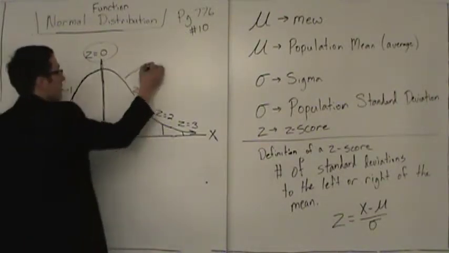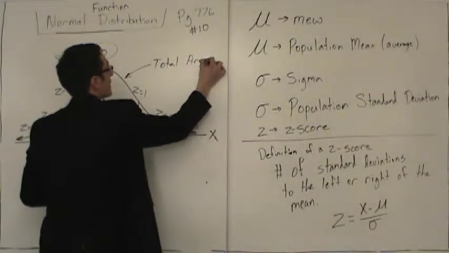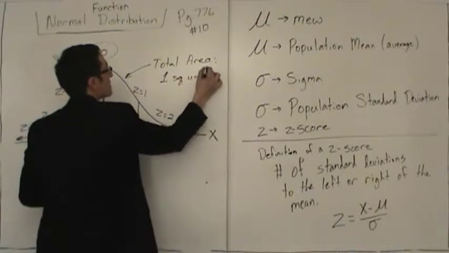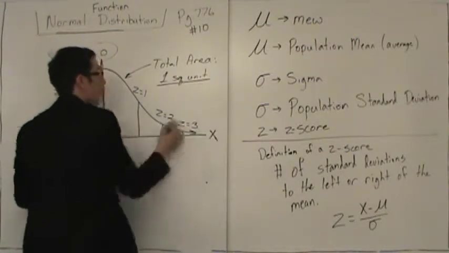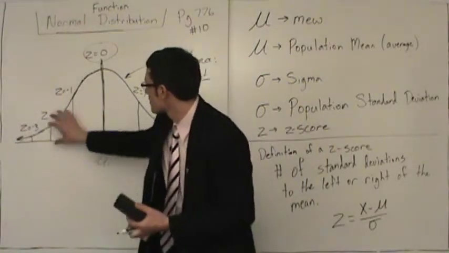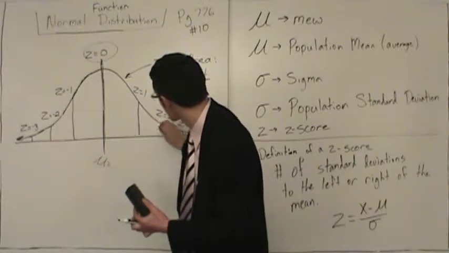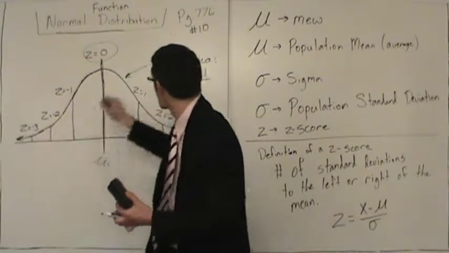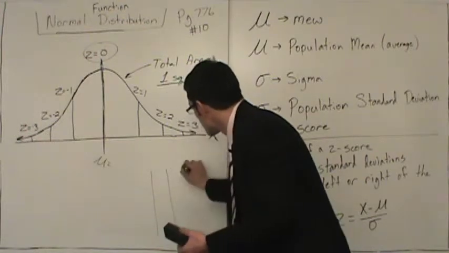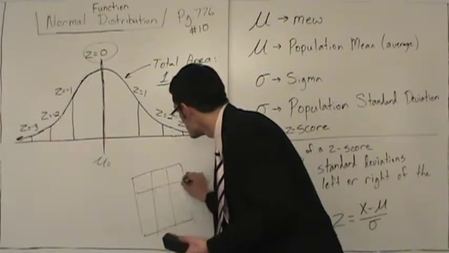Now, the total area of this curve is 1 square unit. I always tell students, think of this 1 square unit area. What are we talking about? This white region underneath the curve, these regions in here, have a total area of 1 square unit. I tell students, think of this as 1 square on the chessboard.